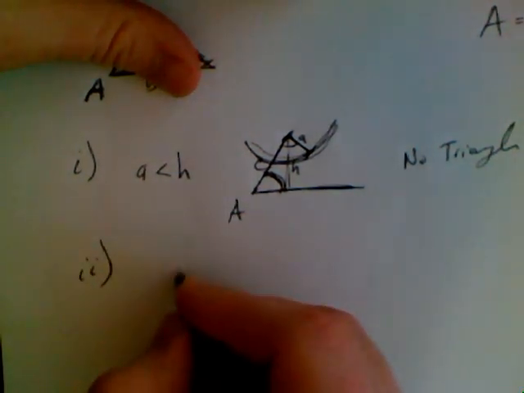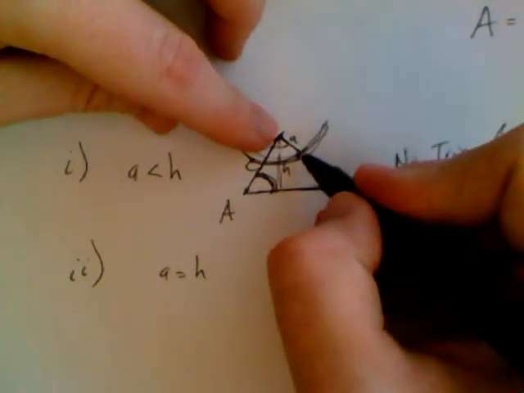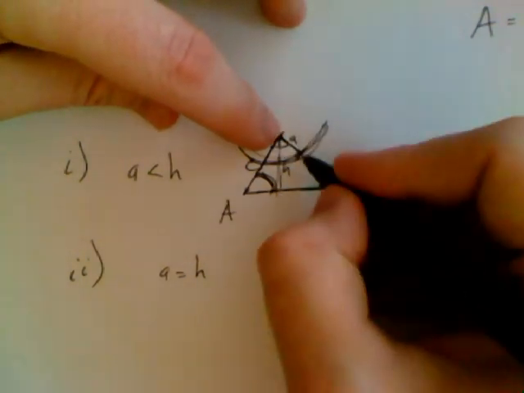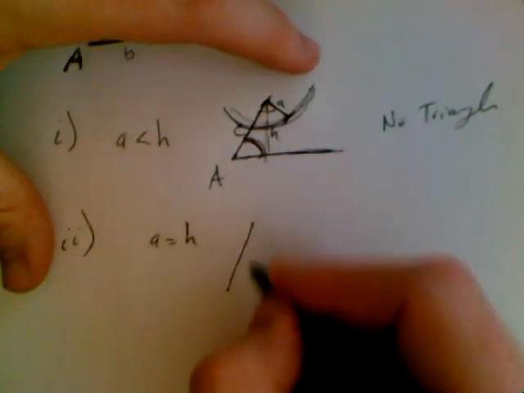The second case: a is equal to h. So if this height right here is actually equal to that a value, what kind of triangle am I going to have here?